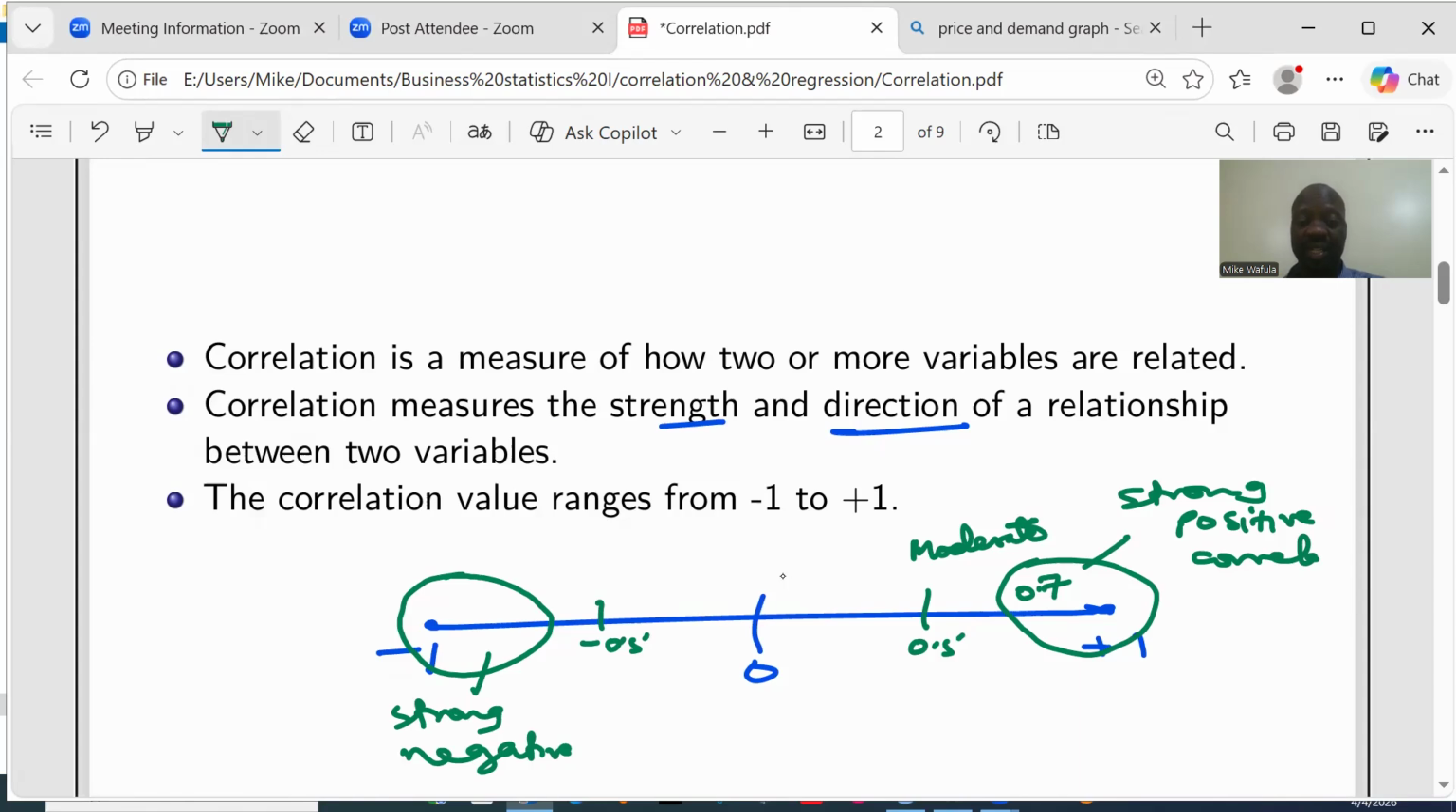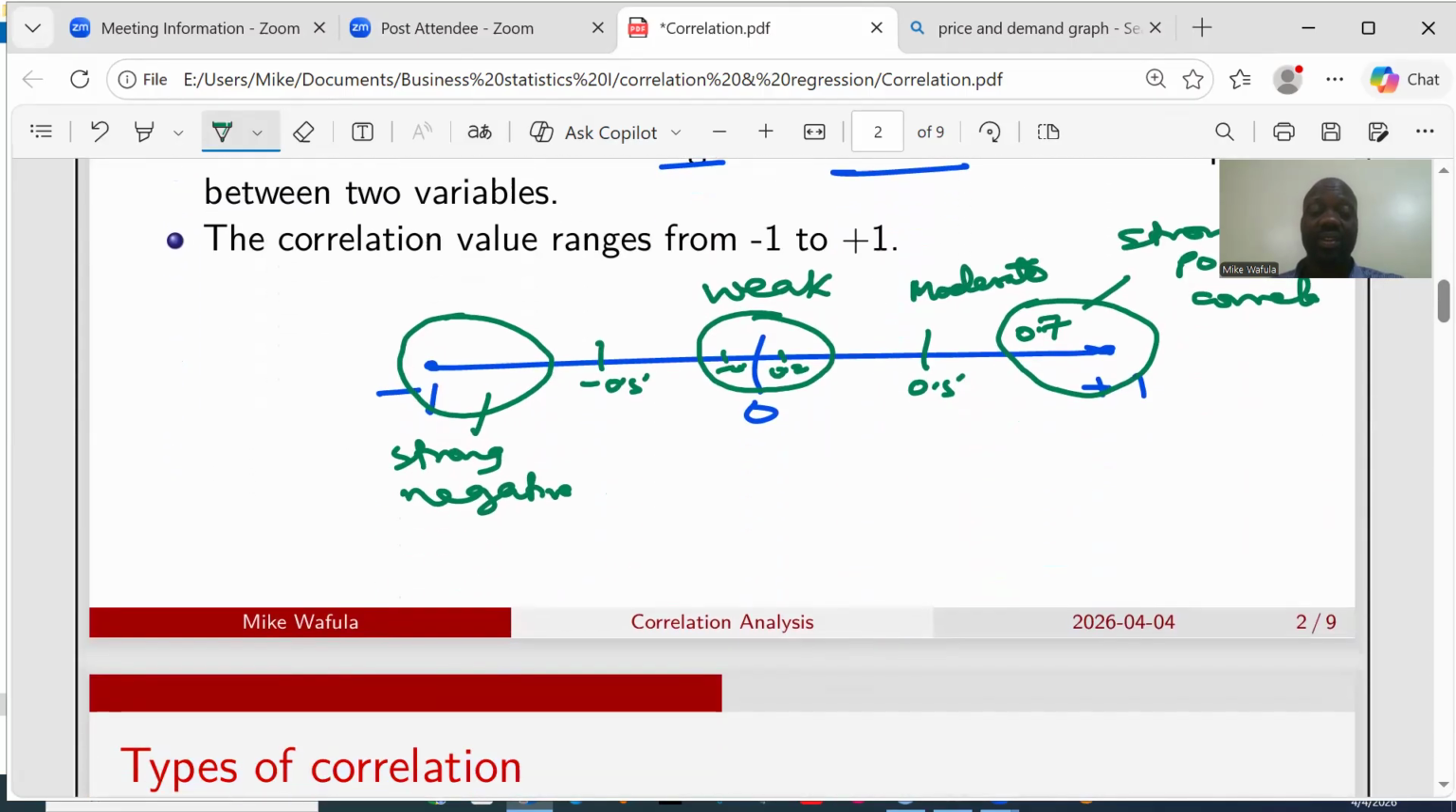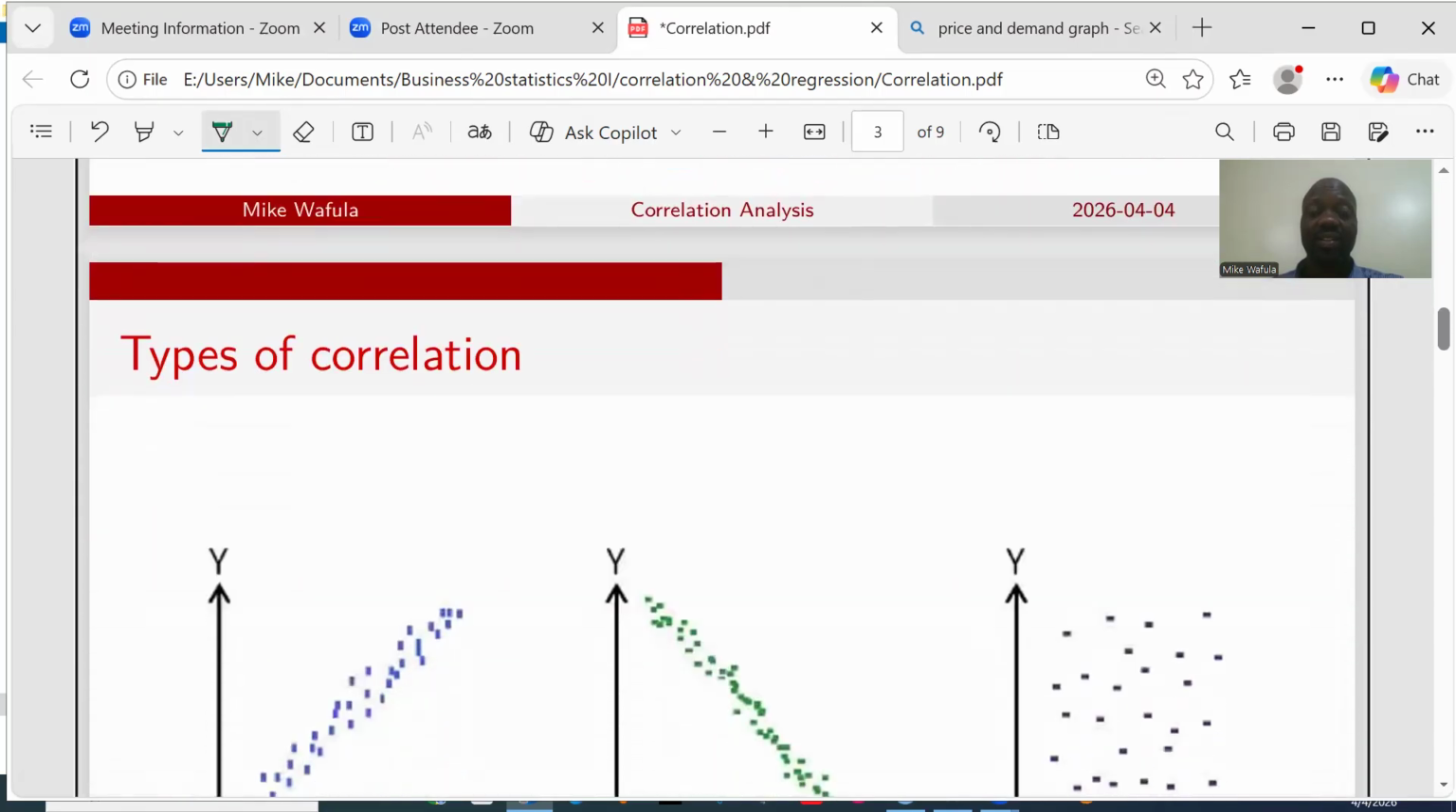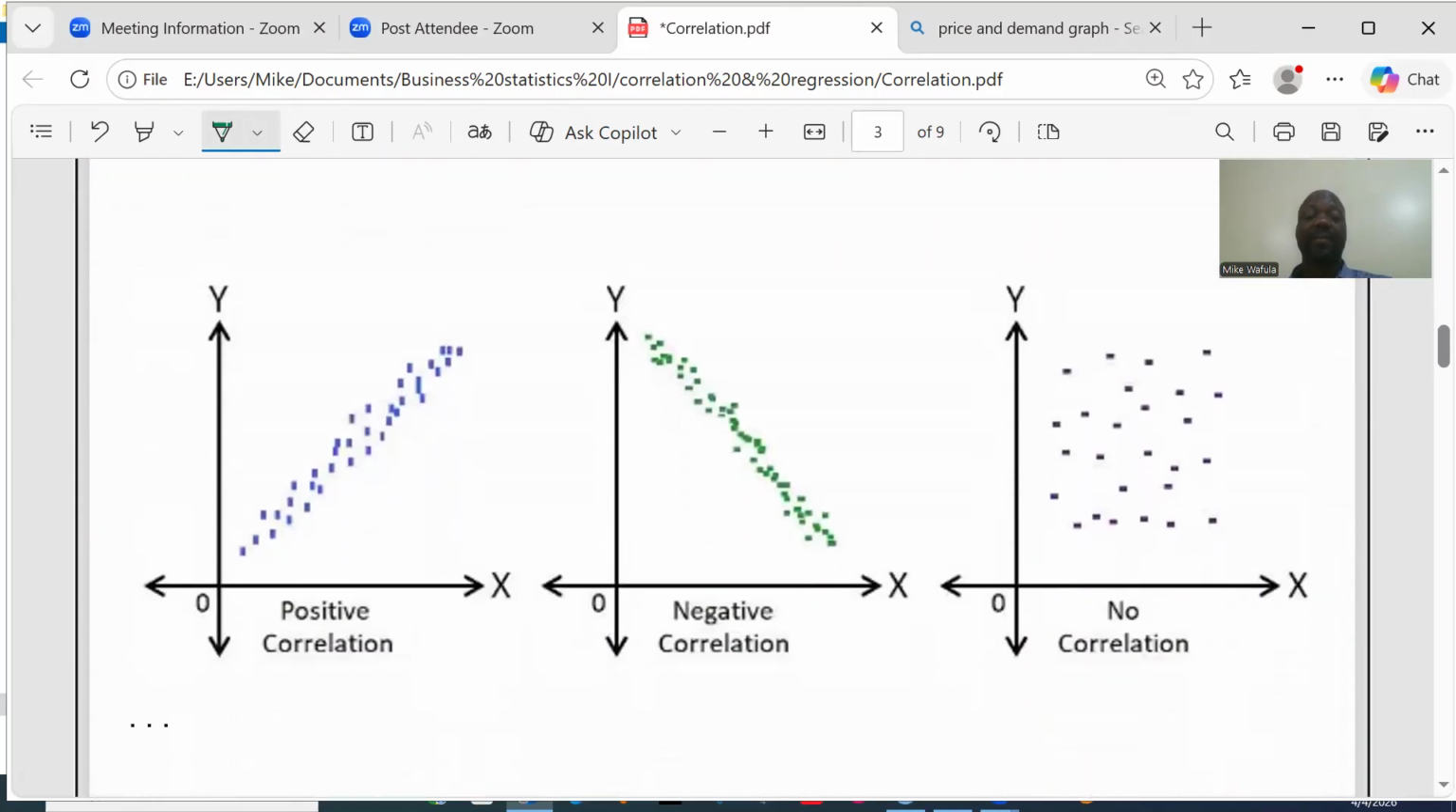And of course, for values of correlation around 0, whether you are talking of 0.2 or -0.2, -0.1, here we normally use the term weak. We talk of weak correlation existing between the two variables. So it can be a weak positive or a weak negative, depending on the direction or the sign of the correlation coefficient you have found. So from this, we classify correlation basically into 3 categories. Correlation can be positive, correlation can be negative, or we can actually have zero correlation or no correlation at all.